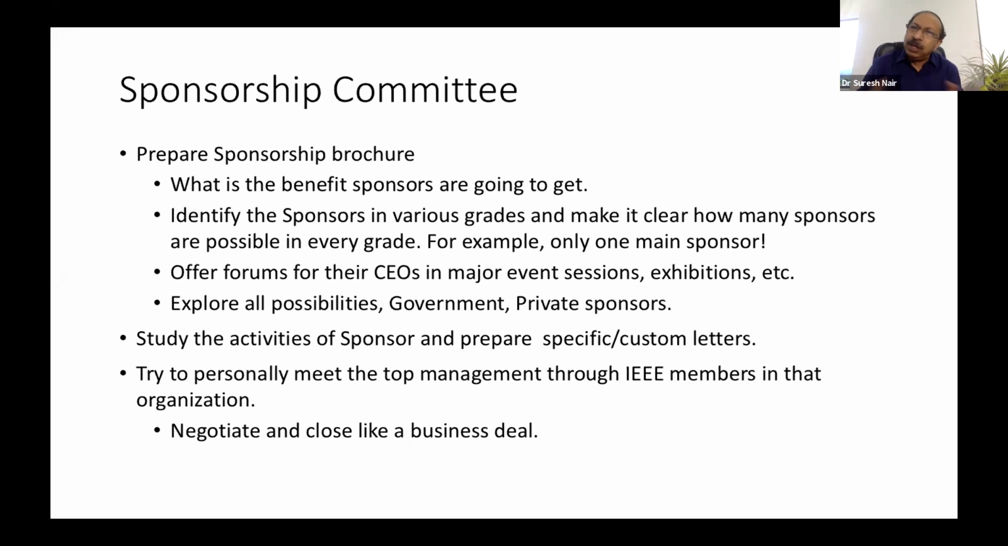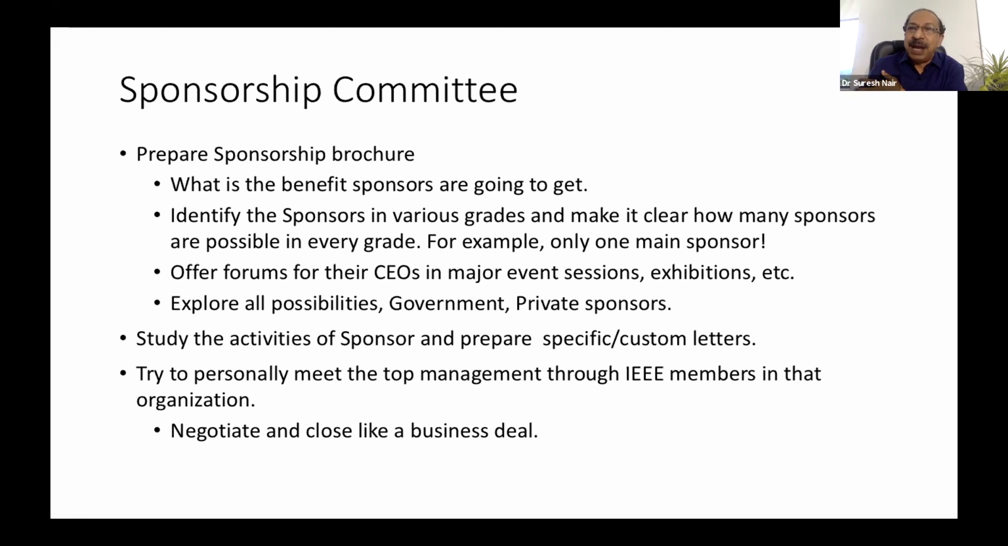Government departments, so many government departments are sponsoring. Private sponsors, many are there. Study the activities that are sponsored and prepare a specific custom letter. It's not like you just send a common letter to all the sponsors. You have to specifically make a letter, understanding what the sponsors' activities are. Accordingly, when they read the letter, it should look like this is going to benefit them. That's what we have to tell.